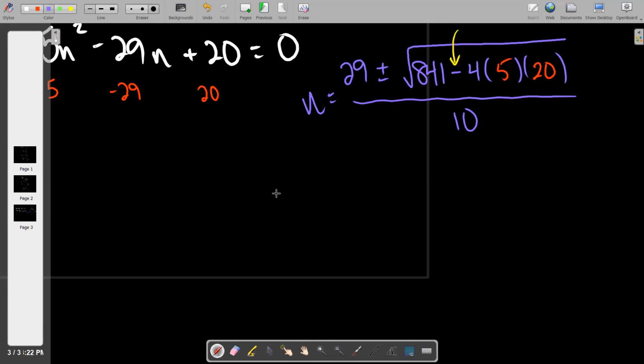Aiden and I have this. We have n equals 29 plus or minus the square root of 441. And you might say, like, why are you interrupting me for this? You might even be ignoring me because you don't need this. But I'm telling you, I'm interrupting you for a reason, because what is significant about that square root?